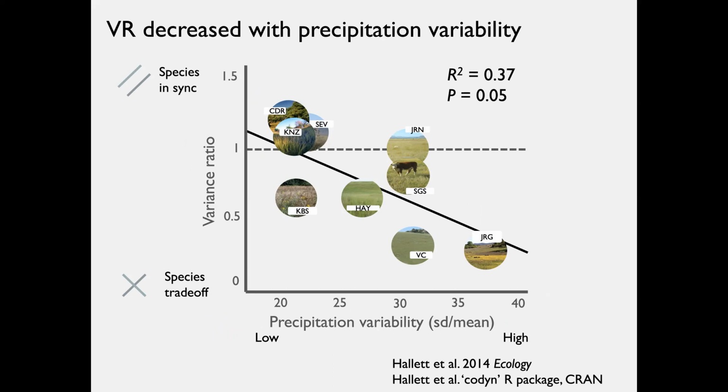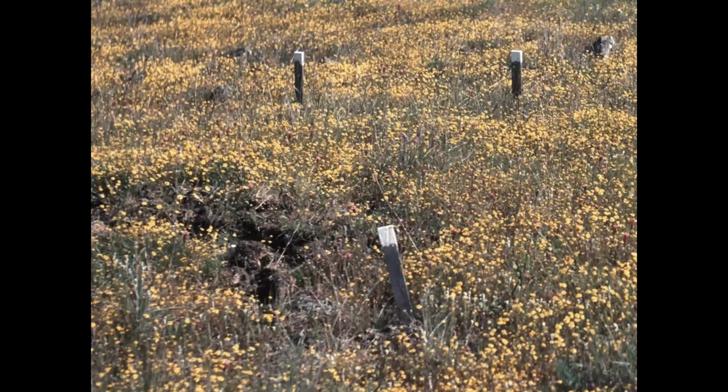But there's limitations to it too. And just to highlight that, I'm going to hone in on one of my favorite sites. This is Jasper Ridge. It's got super high precipitation variability and also a lot of species trade-offs. So if we think about Jasper Ridge, here's a plot of what Jasper Ridge looked like back in the 80s. So it's a serpentine grassland.